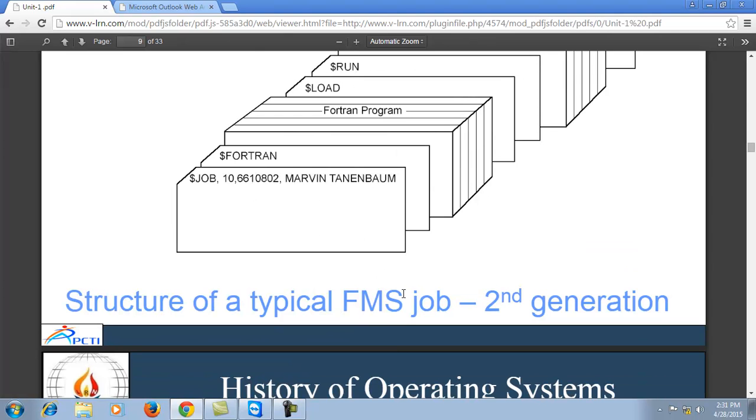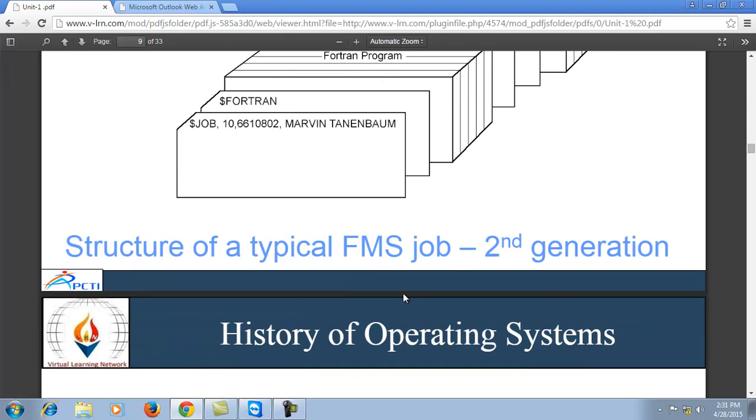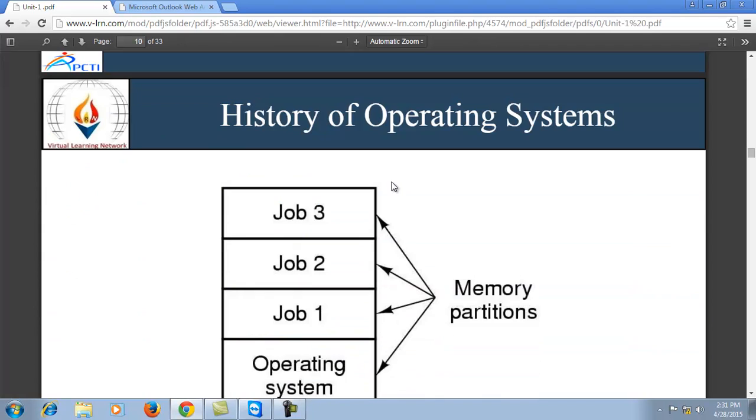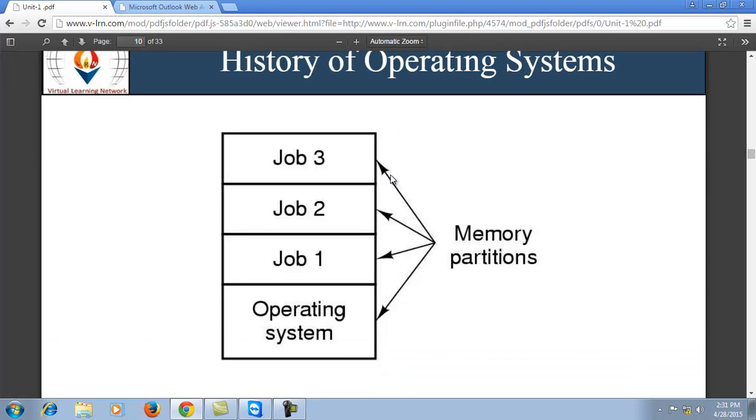Now come to the next structure of a typical FMS job. In the second generation, the same process was followed. Now, the history of operating systems. This is our history in the form of operating systems.